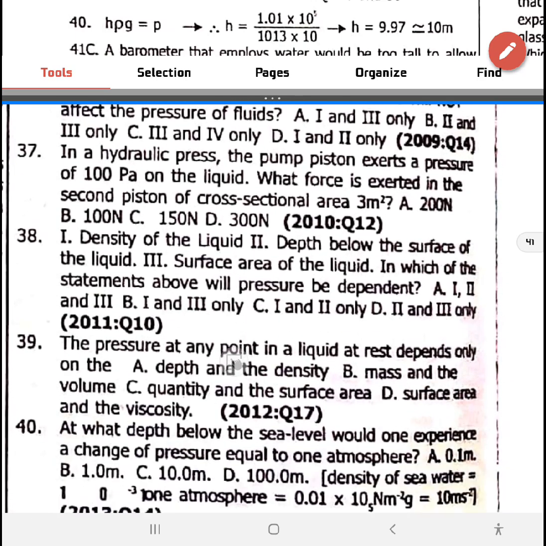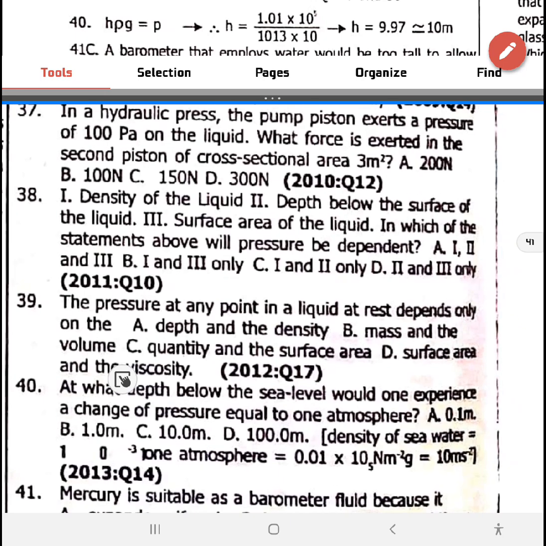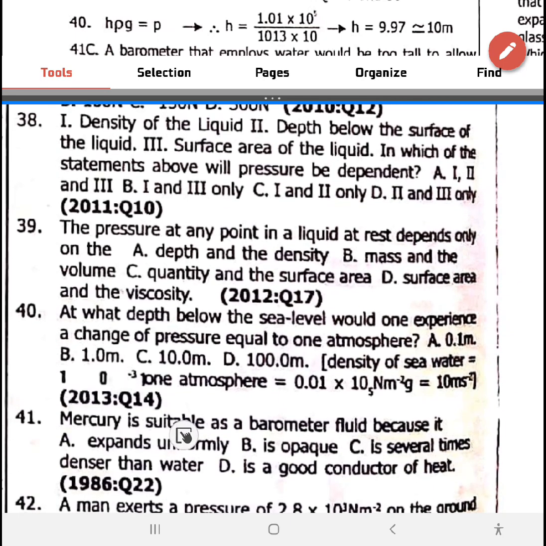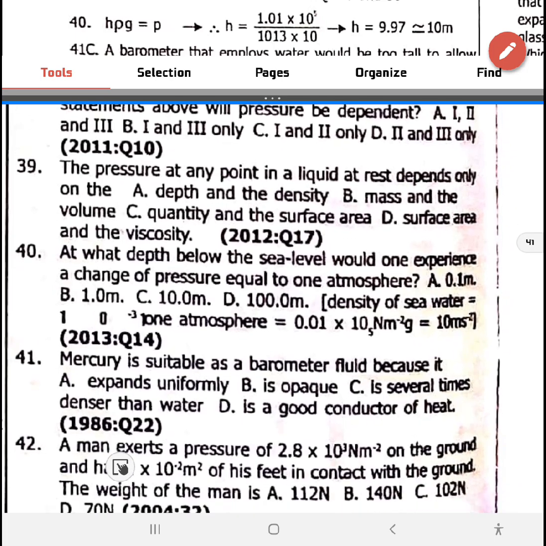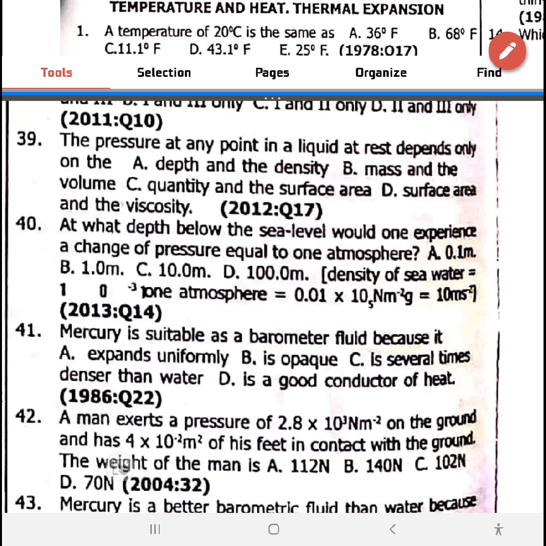So 39. The pressure at any point in a liquid at rest depends only on the depth and the density. You see now 38 is option A. So I'm happy we went back to do that correction. I observed that. 40, mercury is suitable as barometer fluid because it's several times denser than water. 41 is option C.